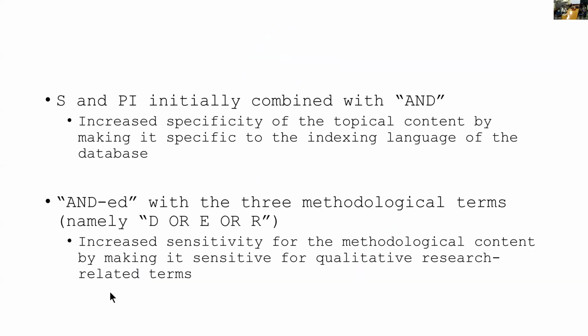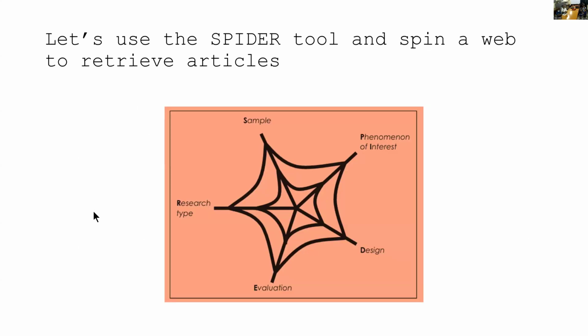So how can we rectify this? What they're saying is, as in the first one, you use S and PI together. That will improve your specificity. And instead of using D or E and R, just make it D or E or R. Then you will probably get more hits. So now let's use the SPIDER tool and let's try to retrieve some articles.